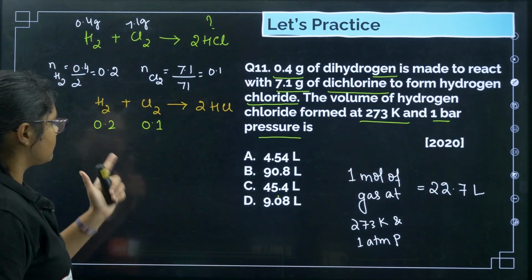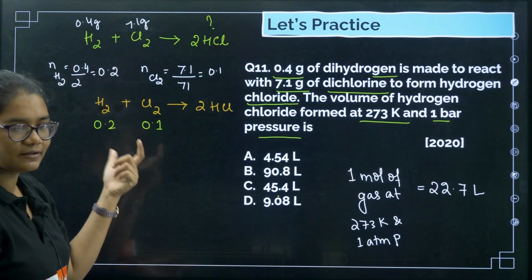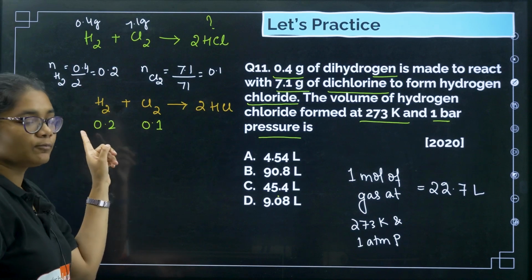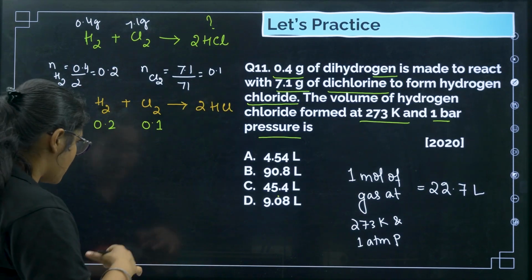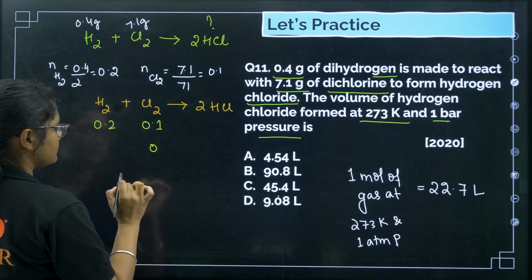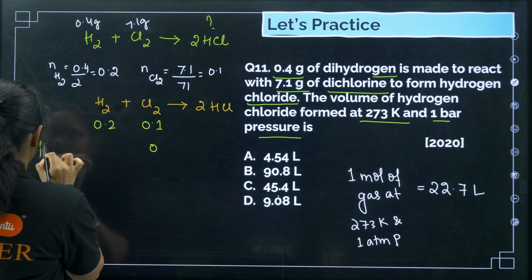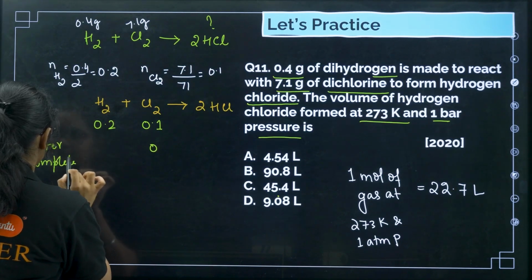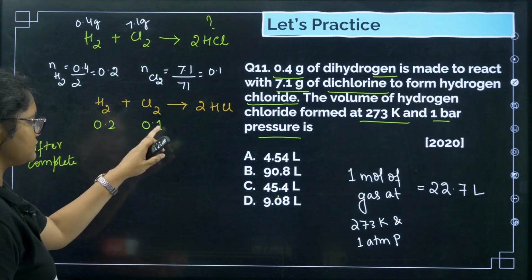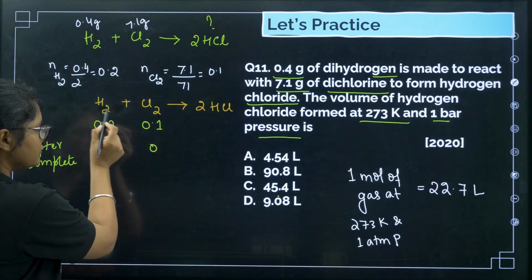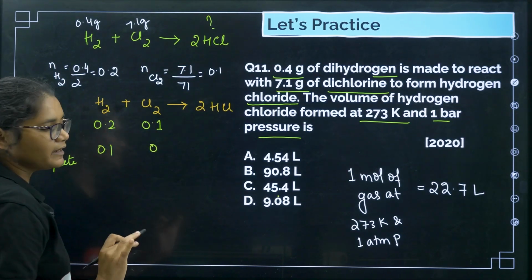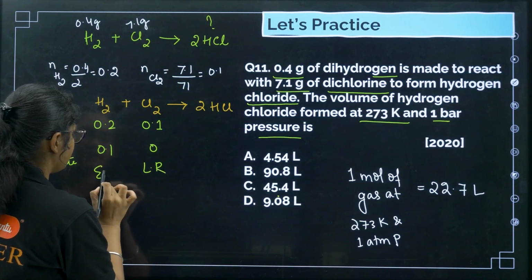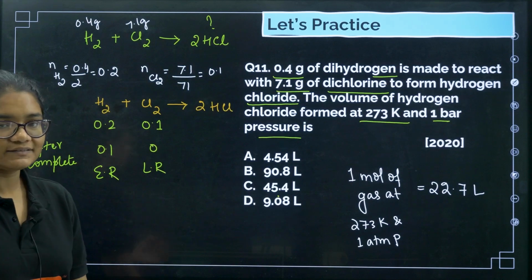Now with this reaction, what you can say? 1 mole of H2 is reacting with 1 mole of Cl2. So I can say 0.1 mole of Cl2 will react with 0.1 mole of H2. So after the reaction is happening, this one will become 0. After complete reaction, this one will become 0. So 0.1 will use only 0.1 and 0.1 will be left, right? So which is the limiting reagent? The chlorine is the limiting reagent and hydrogen is the excess reagent.